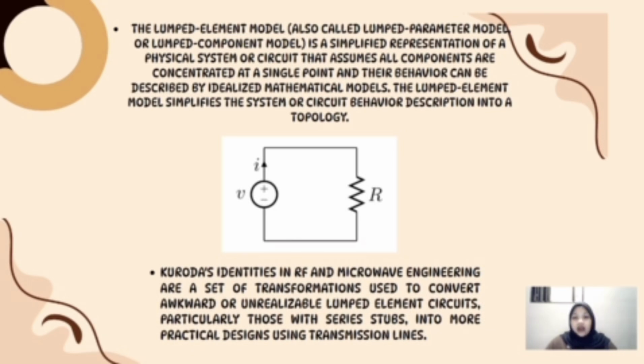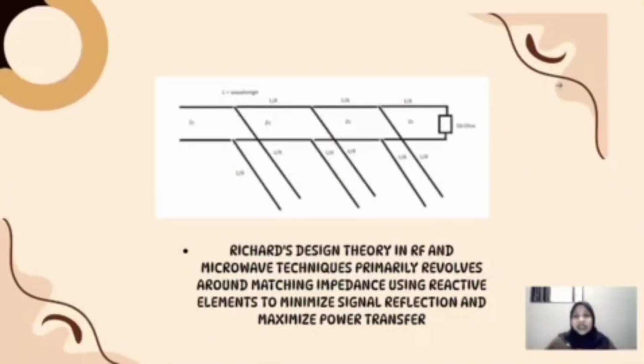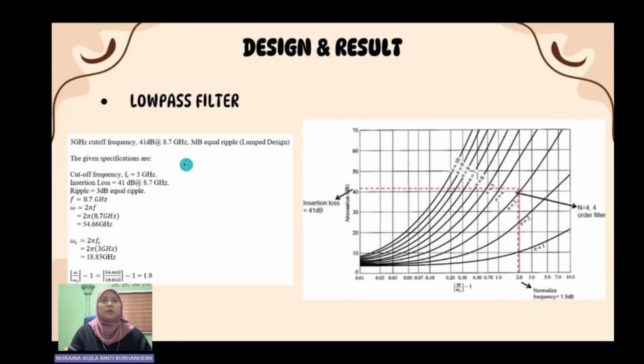Kuroda identities in RF and microwave engineering are a set of transformations used to convert unrealizable lumped element circuits, particularly those with a series stub, into more practical designs using transmission lines. Richards design theory in RF and microwave techniques primarily revolves around matching impedance using reactive elements to minimize signal reflection and maximize power transfer.